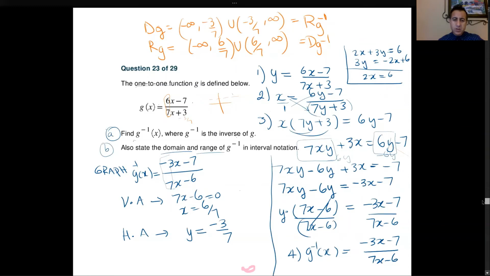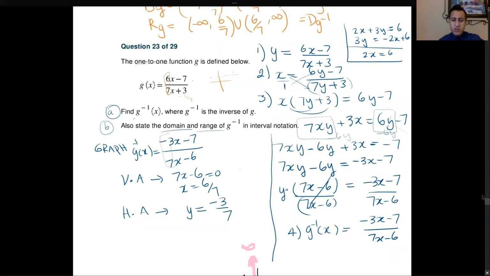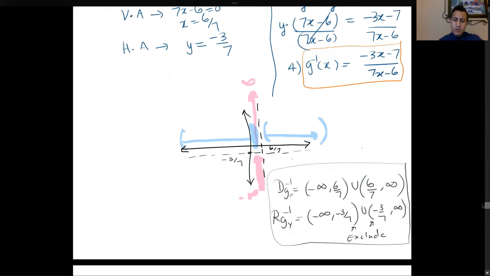I think that's it. So we answered the first question, which is here. We looked at the denominator, we took out 6/7. We looked at the front numbers, we took them out from the range. That's it.